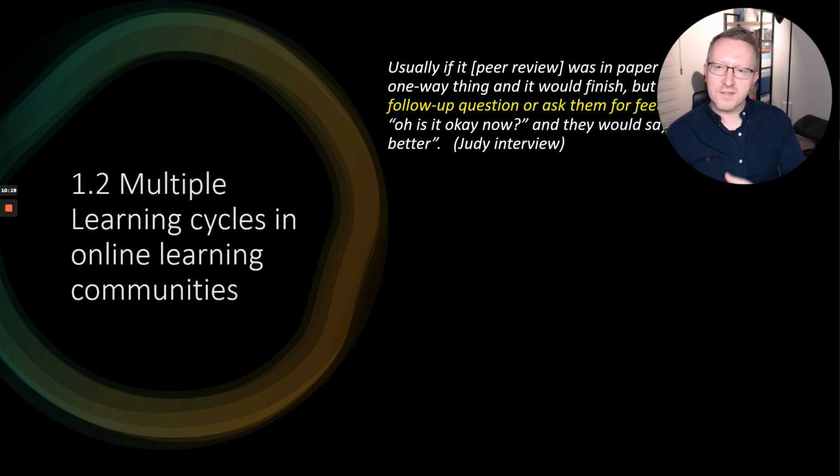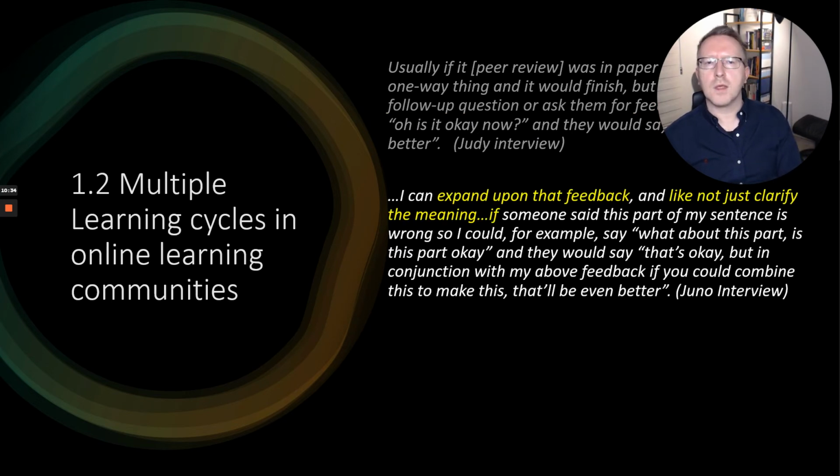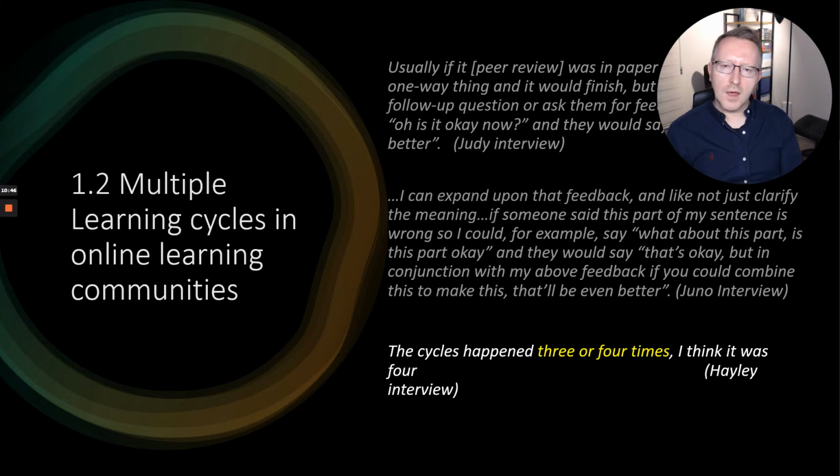But it also evolved into learning cycles. So a student might get some feedback, set a goal, try to fix it, and then come back and say, how is it now? And they would say, yeah, it's better. Or they would say, try doing this or try doing that. So one interviewee said it wasn't just clarifying meaning, it was also building on it. And it was multiple peers helping in that building process. And the cycles might happen 3 or 4 times. So there might be 3 or 4 interactions about one actionable feedback step.